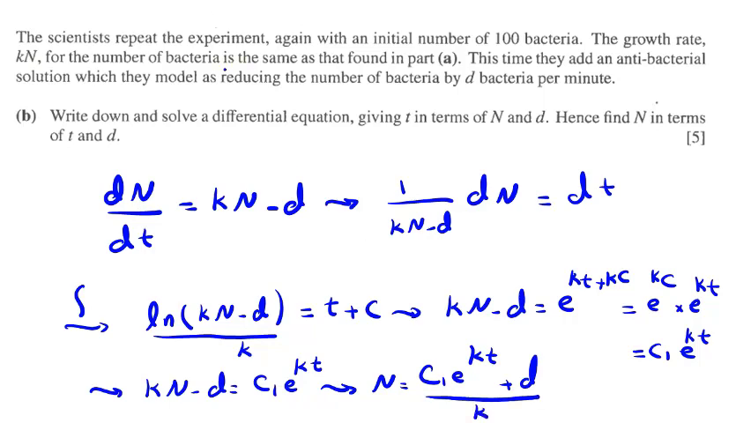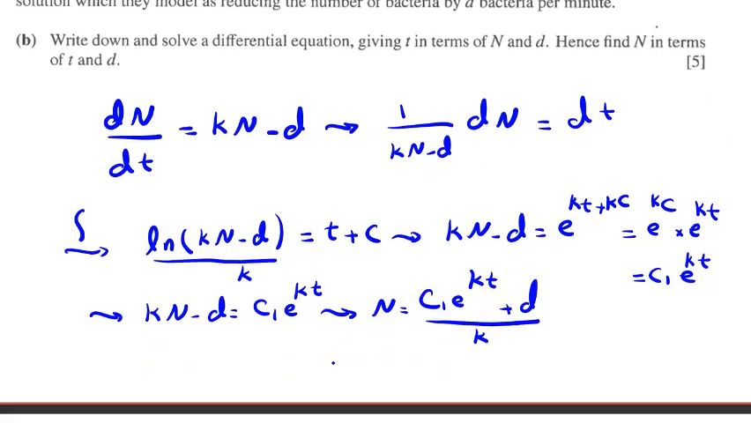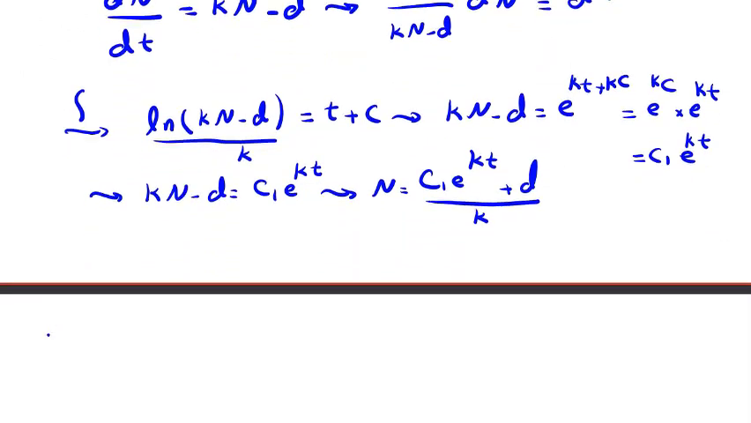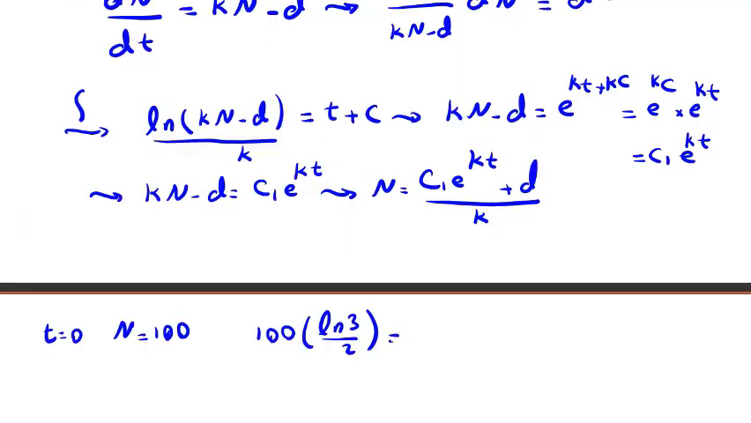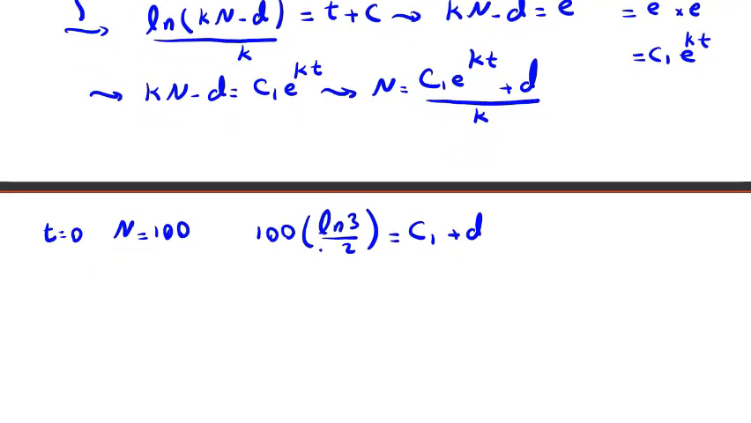And we know this k is the k of the previous part, that initially we have 100 bacteria. So we can say if we consider t equals 0, n should be 100. Now we say, okay, 100 times k. K was what? ln3 over 2 here. We've reached that in the previous part. Equals c1 e to the power of 0 is 1 plus d. So we can find c1 in terms of d. It will be c1 will be 50 ln3 minus d.